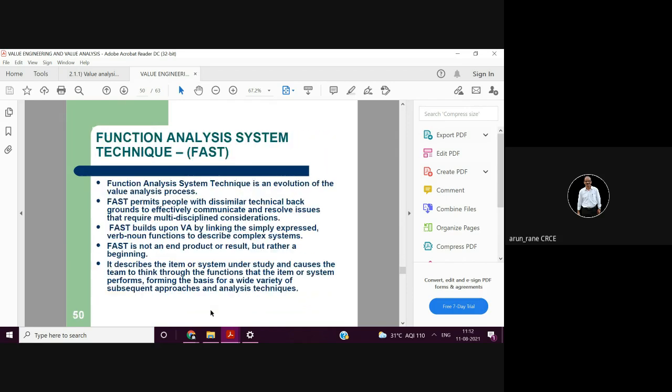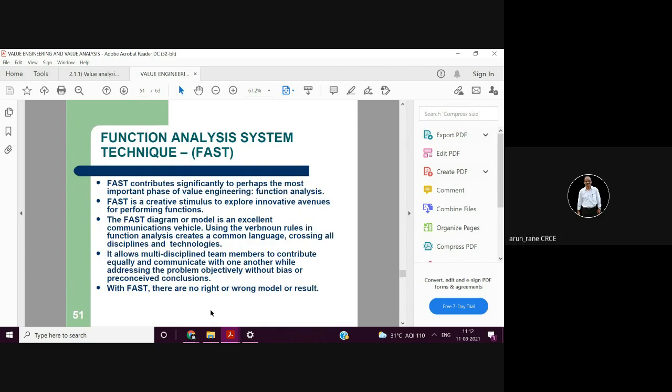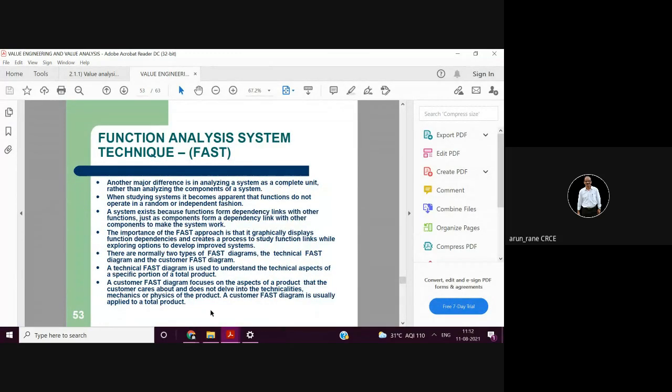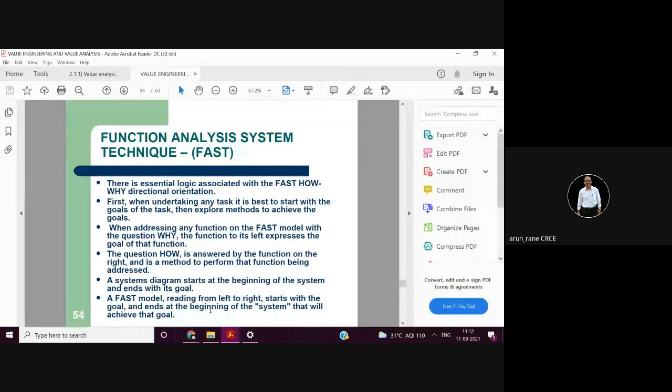So that is the Function Analysis System Technique. This is what is very important in your value analysis. So you concentrate on this. It is an evolution of the value analysis process. It permits people with dissimilar technical backgrounds to communicate effectively and resolve the issues. So very exhaustively given here, regarding FAST, and an example is also given.